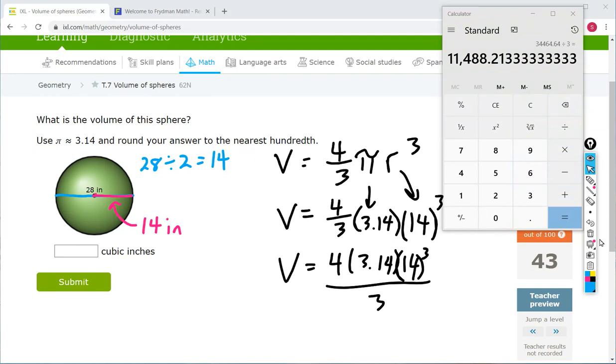Okay, so remember, here's the decimal. 2 spaces after the decimal gives us this, so that's the hundredths place. Remember, we're rounding to the nearest hundredth. The next digit over is the decision digit, which is a 3 here, which means we're going to keep our rounding digit the same. So the answer is going to be 11,488.